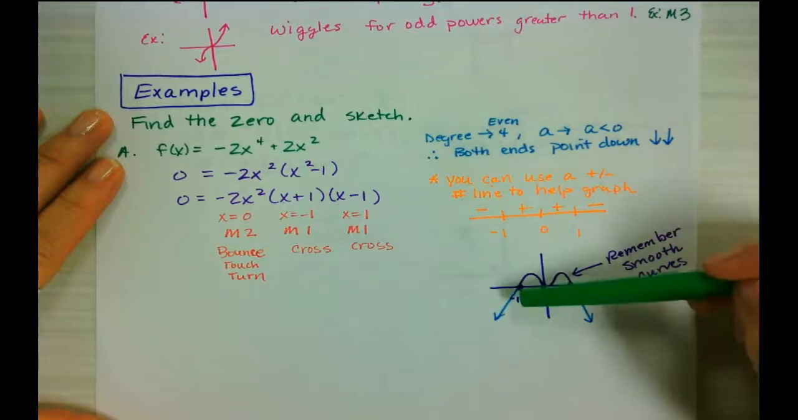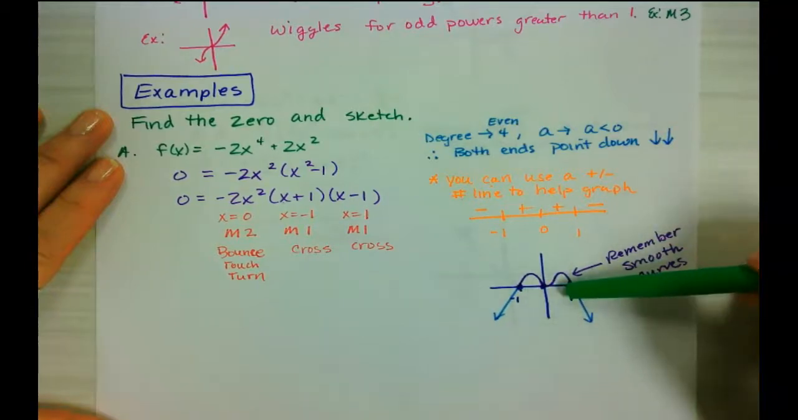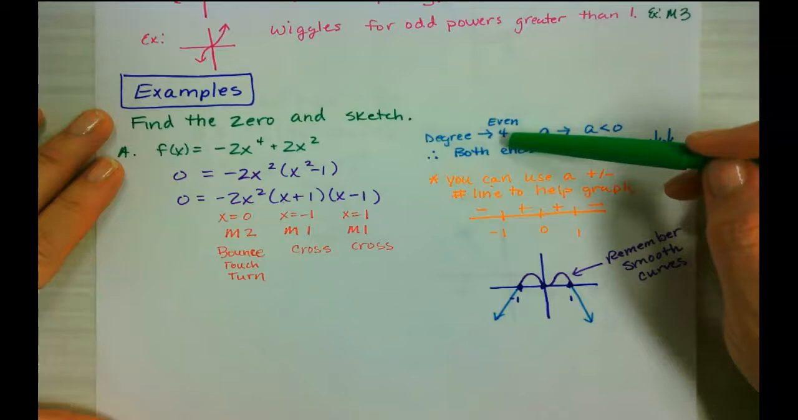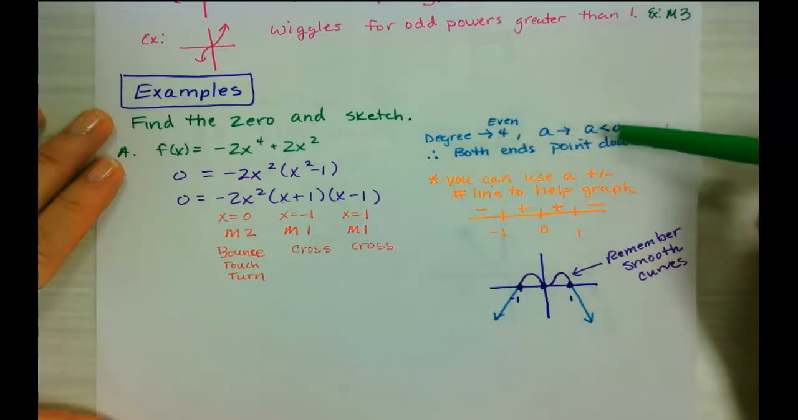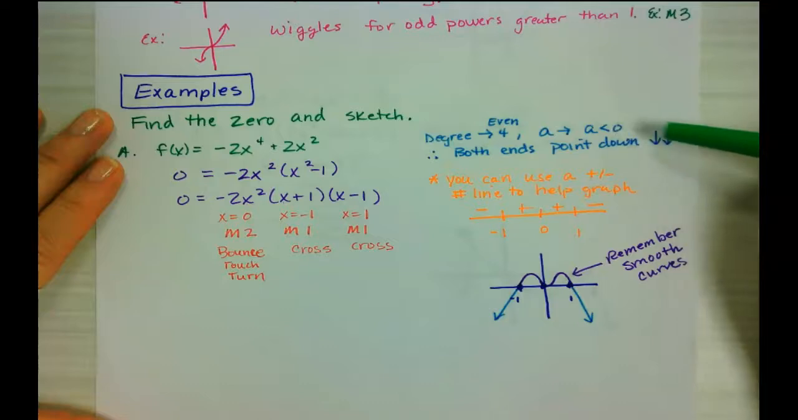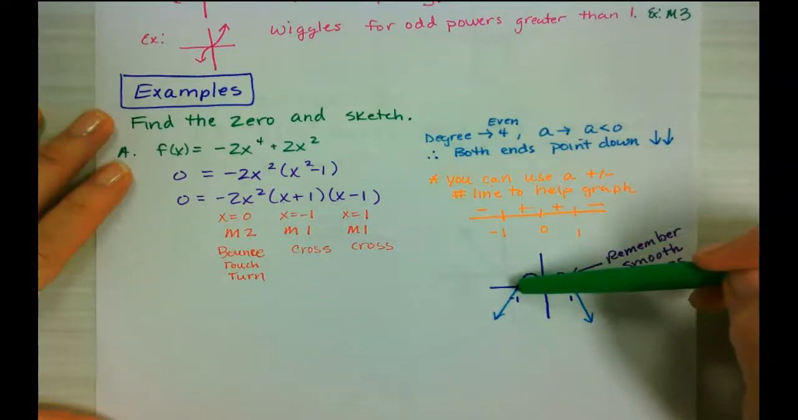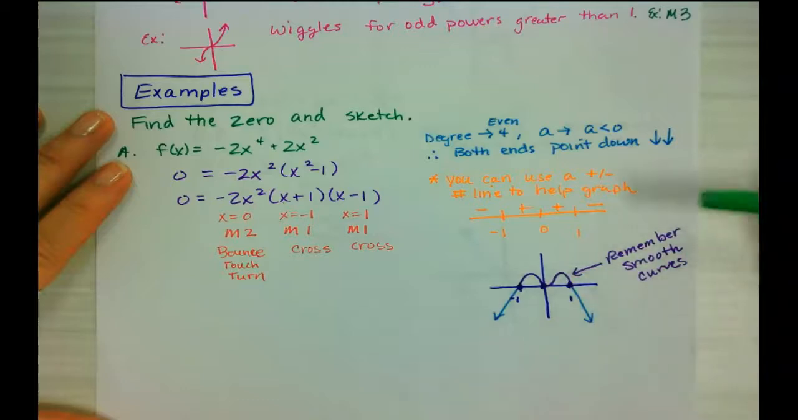So I would put my roots on here of negative 1, 0, 1. And then I would look at what my end behavior is doing. So it's a power of 4, so I know the ends are doing the same thing. A is negative, so it's less than 0, so that means both ends point down. So you can see I went to my root and I put a down arrow and a down arrow.